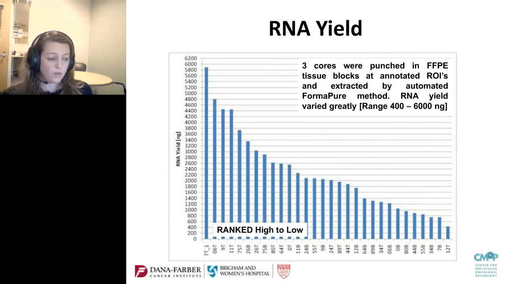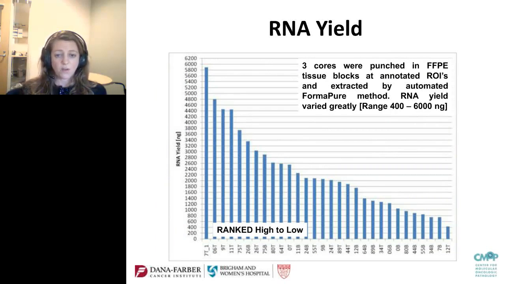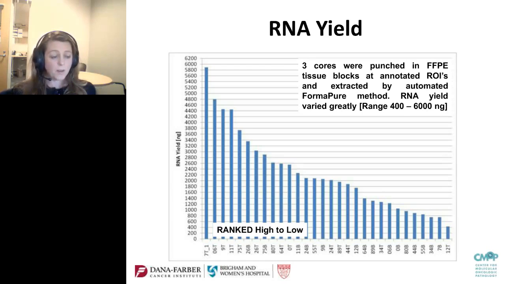Okay, so just to give you a little idea of what I'm talking about when I talk about the degradation level in these FFPE blocks. As I said previously, we took 3 cores, punched from all the blocks and from the annotated regions of interest, so either the tumor or the benign areas, and they were extracted by automation method. And what's plotted here is just ranked the yields, and the yield range is anything from 400 nanograms from 3 cores up to 6 micrograms. So it's a huge range we're talking about in terms of the same amount of tissue going into the extraction method and what's actually coming out on the back end.